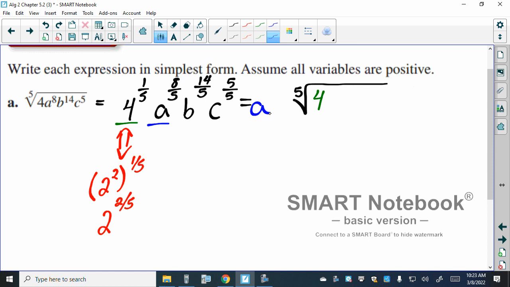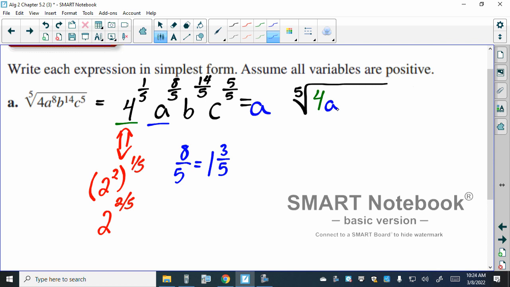Because 8/5 as a mixed number would be what? And 1 3/5. So if we're thinking about what comes in, what goes out, well, I can take 1 A out, because that would be our whole number 1. But we're left over with what? So inside we would have A to the what? It's 3/5, yes?